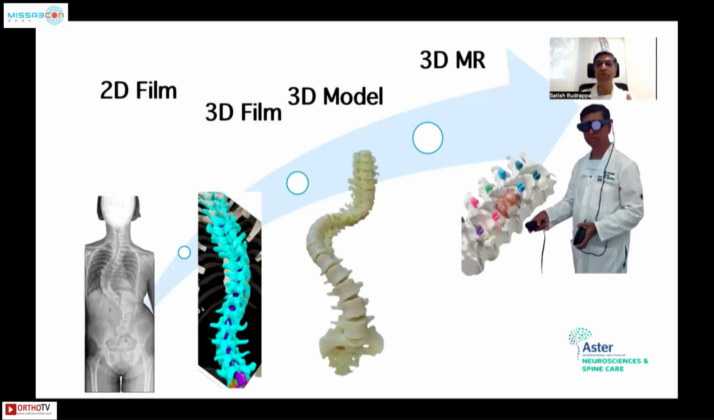Now the new thing which is available with mixed reality is that you can use the 3D picturization, which can be rotated in whichever way you want, and rather you can enter into the spine model to see the actual relation between the spinal cord, nerve, foramen, and pedicle using this technology. I will be elaborating on this further.